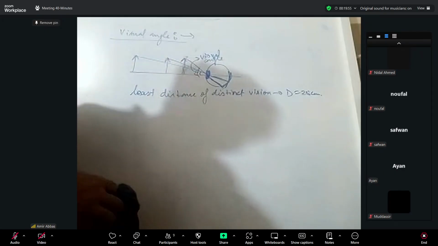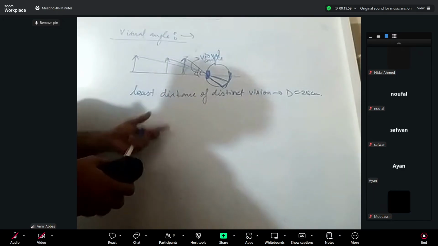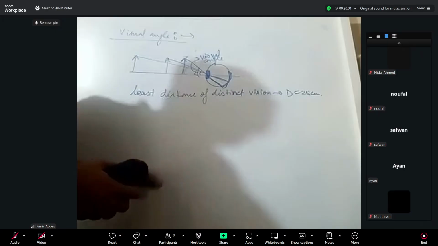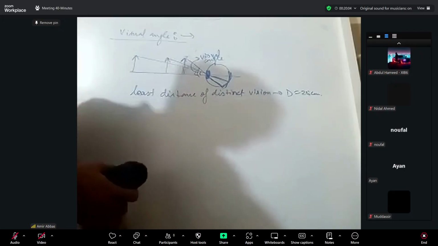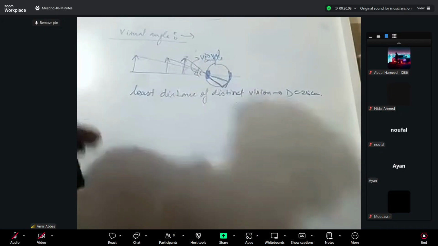Okay, it can form a big visual angle, but in that case, you cannot see it if it gets closer than this distance of distinct vision. Have you got this, beta?